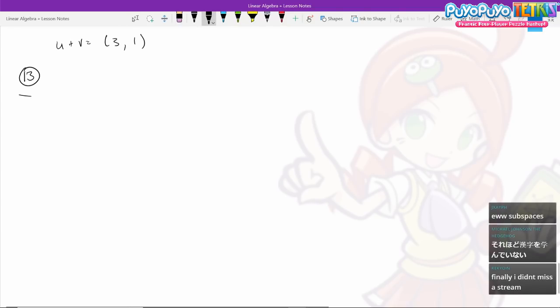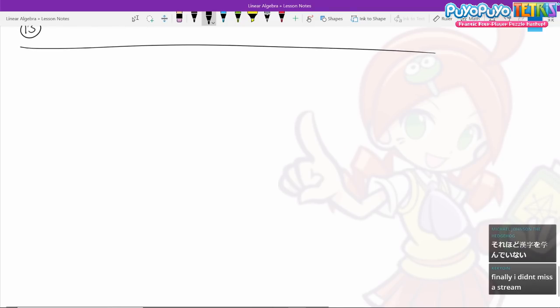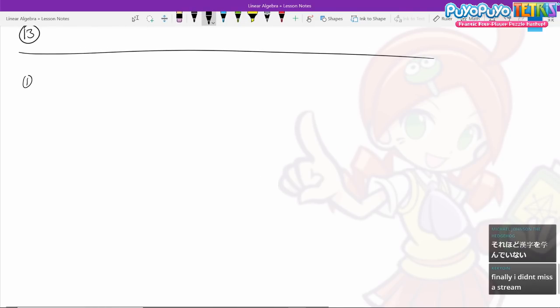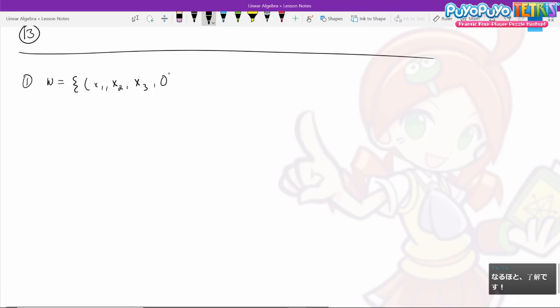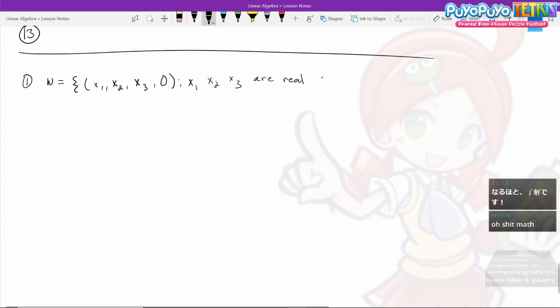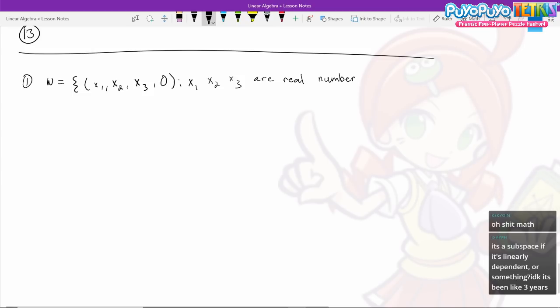Wait, this is a weird question. Okay. It says, W equals, set theory always trips me up because I'm too lazy to really care about it. So are power, or what is it, like sums?